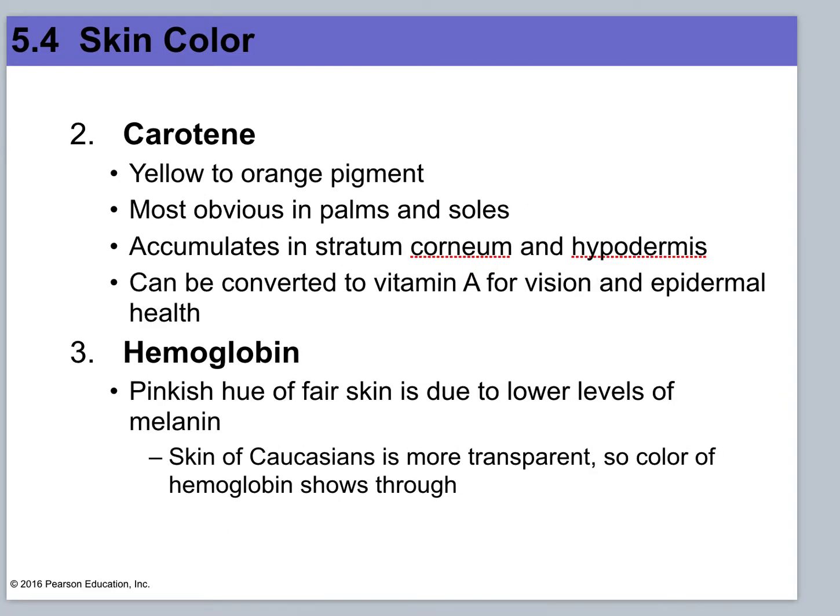Carotene is a pigment that contributes to skin color. It circulates in the tissues. It's not necessarily unique to the skin itself, but it does result in discoloration of the skin. It's a yellow to orange pigment. It's most obviously seen in palms of the hand and soles of the feet.